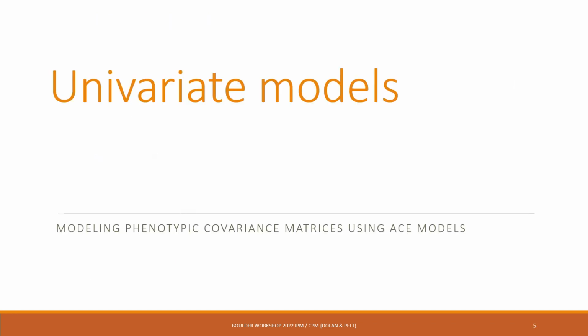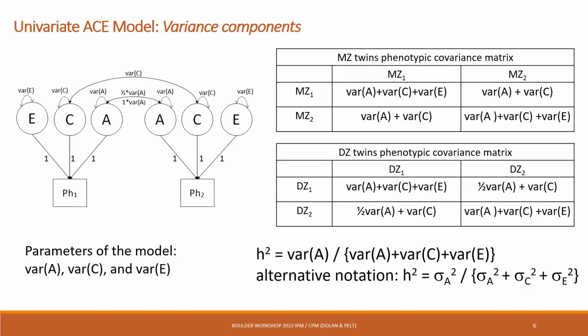Okay, so what we're going to start with briefly is the univariate twin model. I just want to remind you of this because we're going to use that to step up to the bivariate twin model. So this is an example of a univariate ACE model. The path diagram shown on the left depicts the model in the variance components parameterization. So the parameters of this model are var A, the variance of A, var C, and var E.